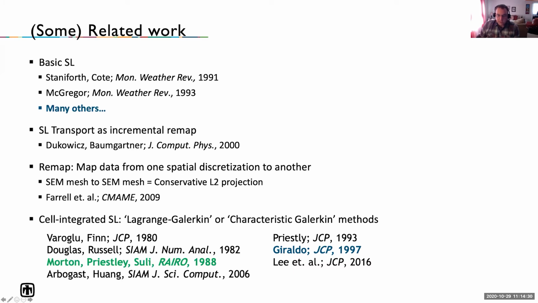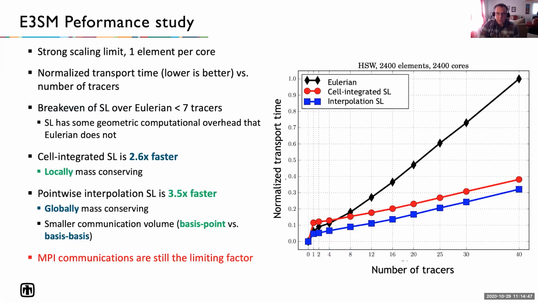We use a more abstract mathematical space that simplifies the quadrature problem. And this one highlighted in green is important because it proves the unconditional stability of these methods, so that the stability of the method is independent of the time step. So we can put these into E3SM and measure how long it takes.